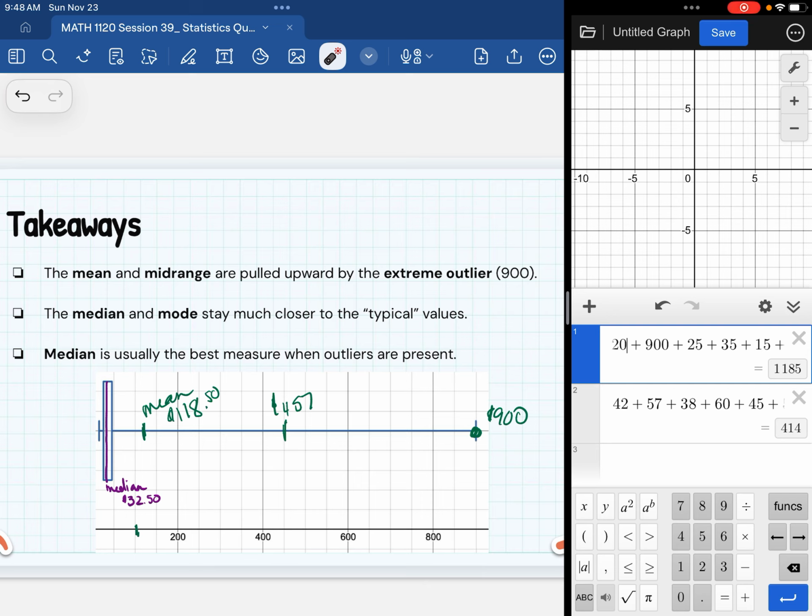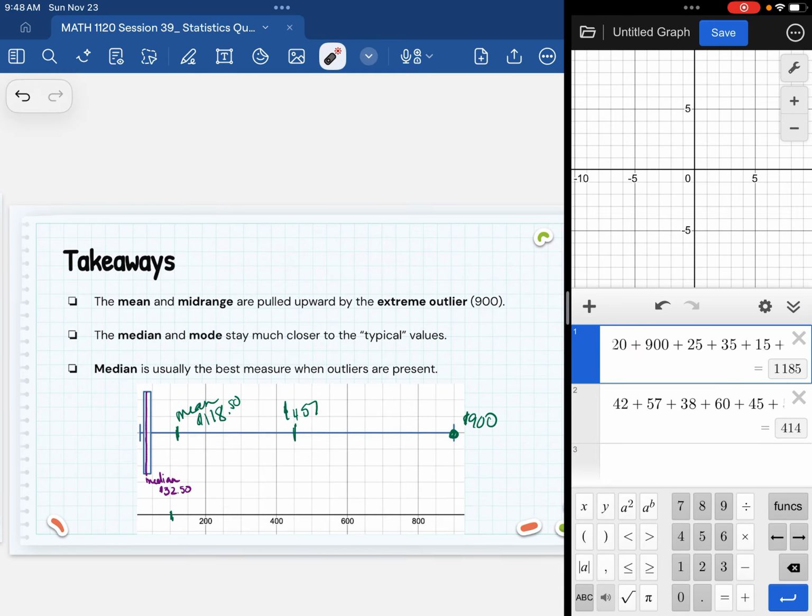So what we say is what happens when you have an outlier present in your data set, the median is the better measure of center to report as the typical value than the mean. Otherwise, if there is not an outlier, then most often we would use the mean.